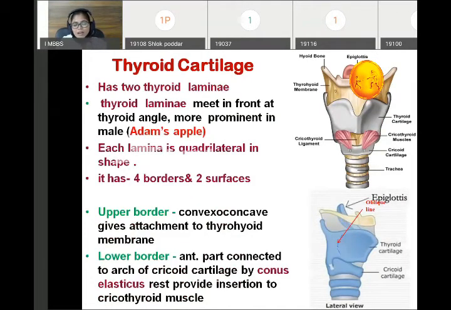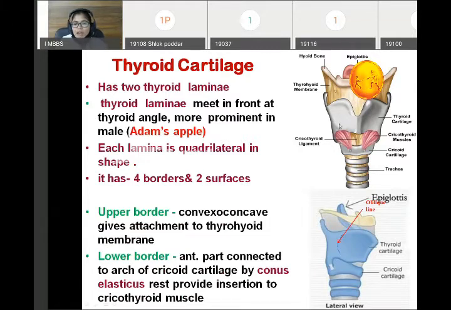First, we will see the thyroid cartilage. It is the largest cartilage of the larynx, and it is hyaline in nature. It is shield-shaped. It protects the larynx from the front. It has 2 thyroid laminae. You can see in this diagram, these are the thyroid laminae, which are quadrilateral in shape.